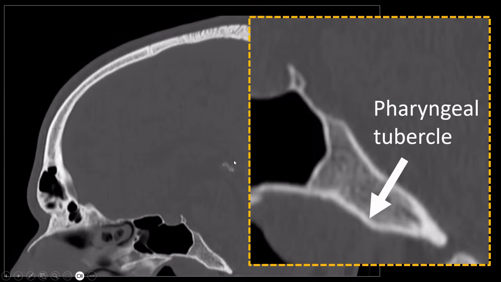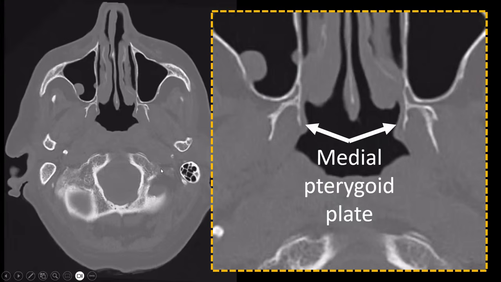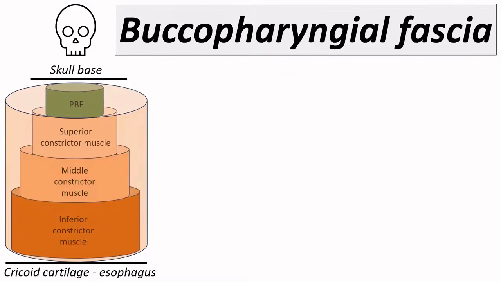This is the pharyngeal tubercle of the clivus. So this is the point of insertion for the Pharyngobasilar fascia. And this is just an illustration on CT and bone kernel of the medial pterygoid plate. So despite the fact that we can't really visualize the Pharyngobasilar fascia, we can visualize the structures on which it originates or on which it inserts, and as such, kind of infer its location.